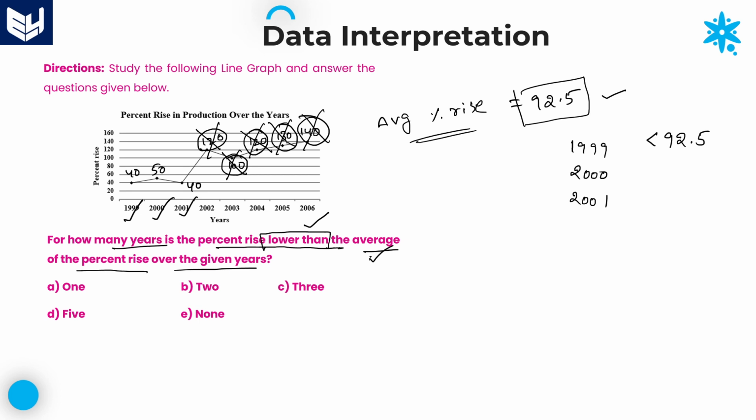So here 5 values are greater than 92.5. Only 3 values, in these 3 years, which are 1999, 2000, 2001. In these 3 years, the percentage rise values are less than the average percentage rise. Okay. Therefore, our required answer is 3 years. Option C is the right answer for this question. Option C.